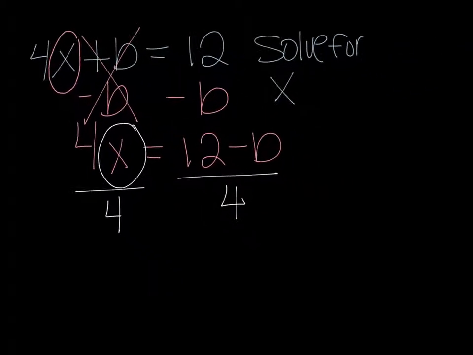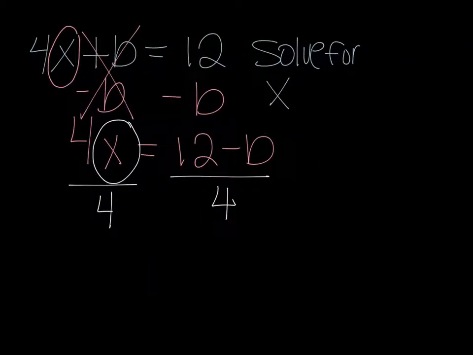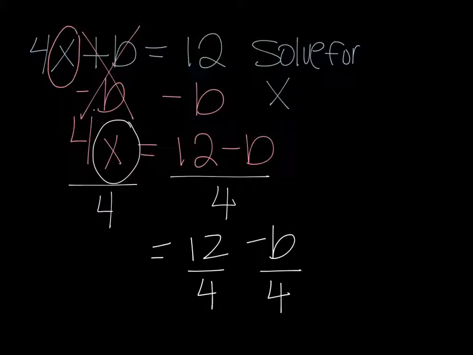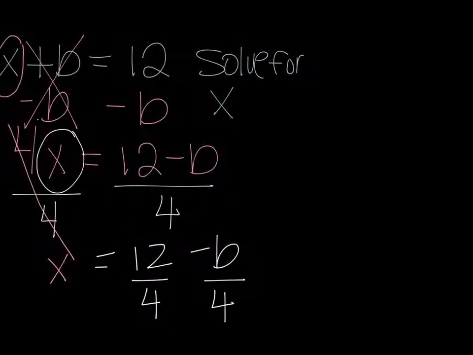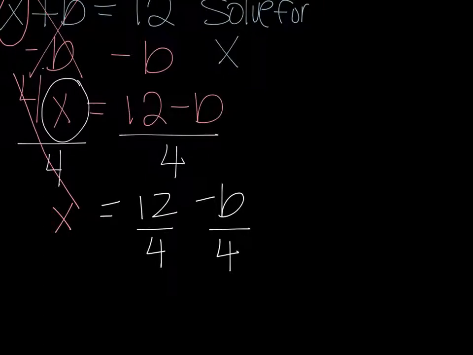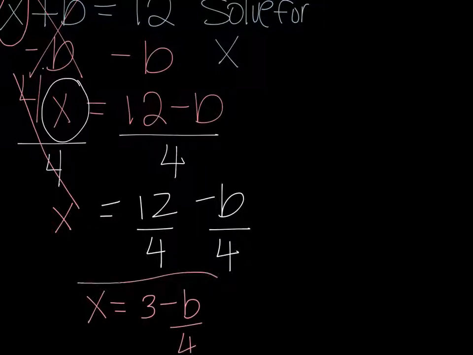Now when we're doing that, we have to divide every single term. So now we have 12 over 4 minus b over 4. On our left side, we know that these are killed off, so all we have is x. Well, we can simplify that to x equals 3 minus b over 4. And that's my final answer.